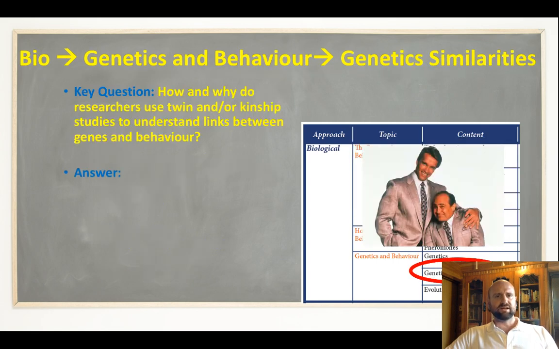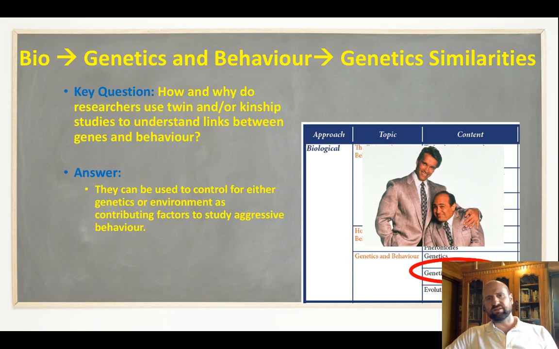All right, genetic similarities. What I would say here, the key answer, is how and why these are used: they can control for either genetics or environments as the factors to study aggression. So if we're looking at an adoption study, it depends if they're identical twins raised together or apart. Because identical twins have 100% of their DNA, then we're controlling that, saying, okay, it's not genetics, it must be the other factors that are influencing behavior. And so Rhee and Waldman, Baker, and Grove et al., these are studies to do with aggression that use those methods.